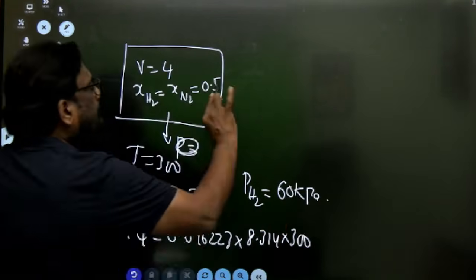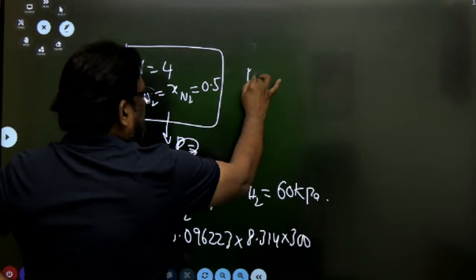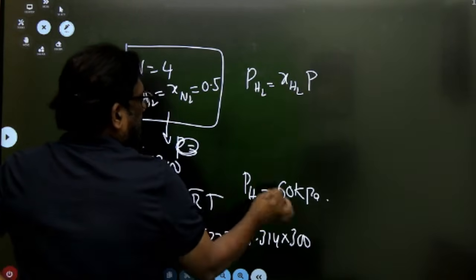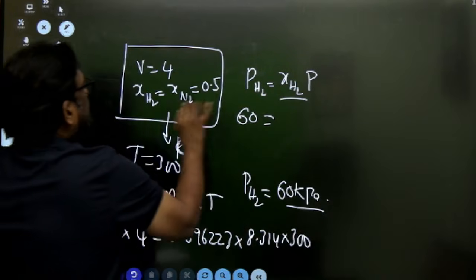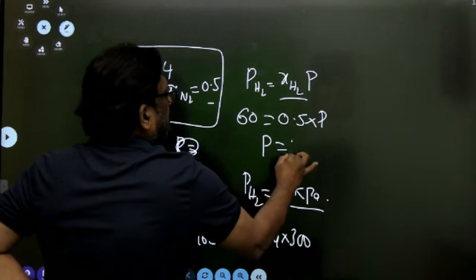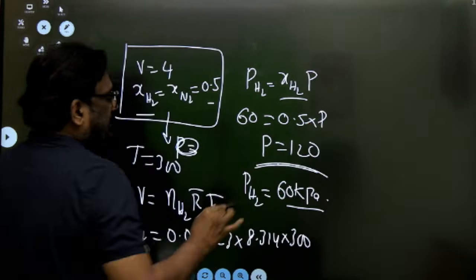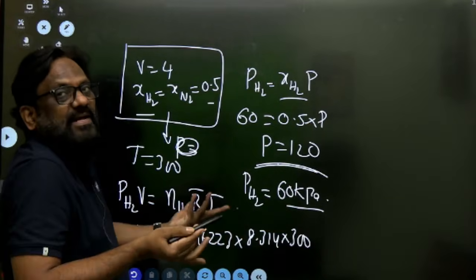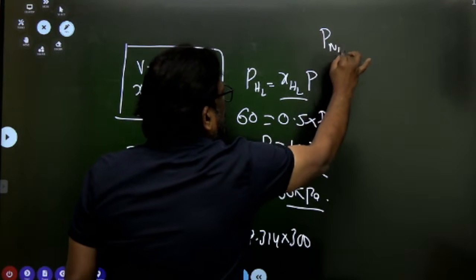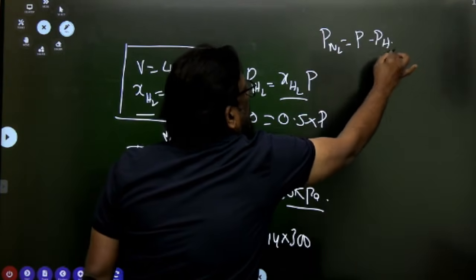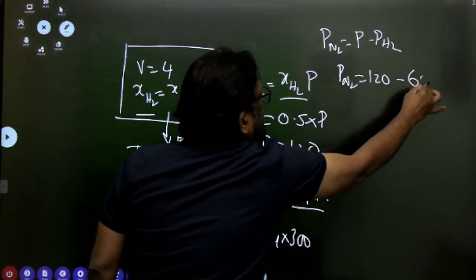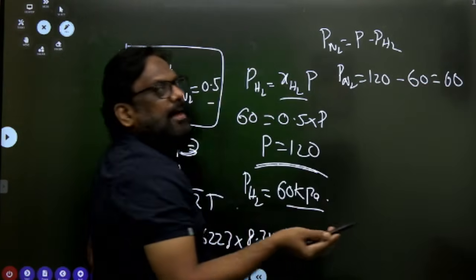Excellent. The partial pressure of hydrogen is equal to the mole fraction of hydrogen times the total pressure. The partial pressure of hydrogen is 60 and the mole fraction of hydrogen is 0.5, so the total pressure will be 120. If the total pressure is 120 and the hydrogen pressure is 60, what will be the partial pressure of nitrogen? The partial pressure of nitrogen is equal to the total pressure minus the partial pressure of hydrogen, so this will be equal to 60.